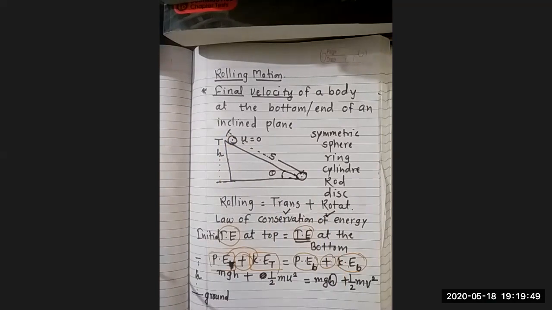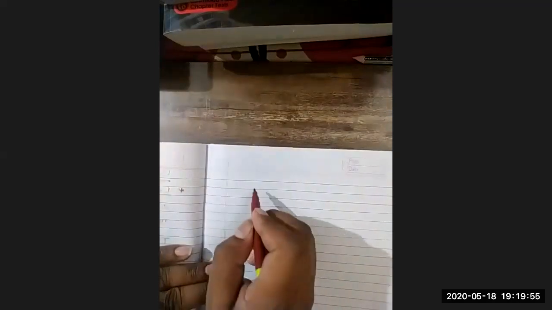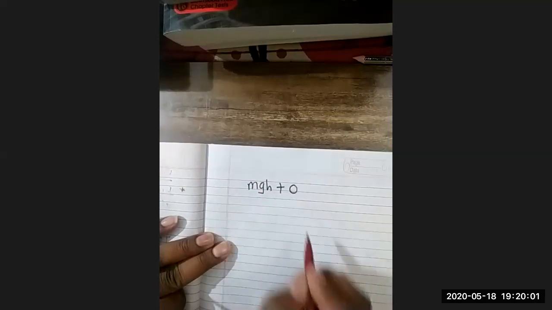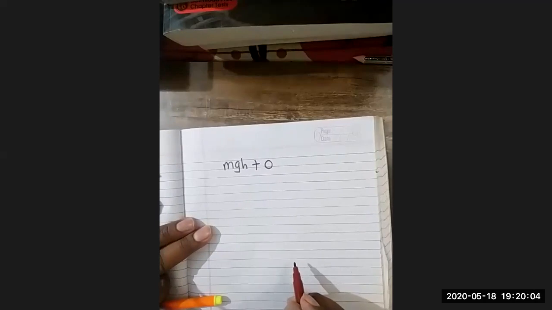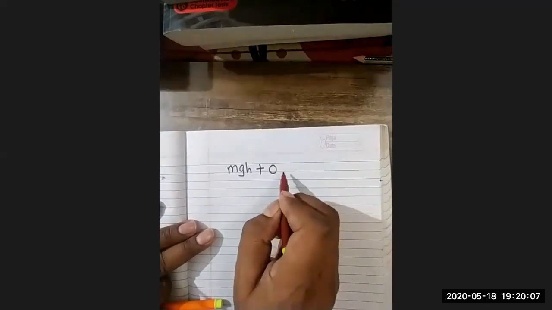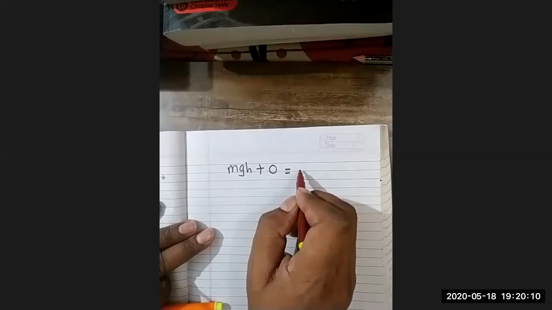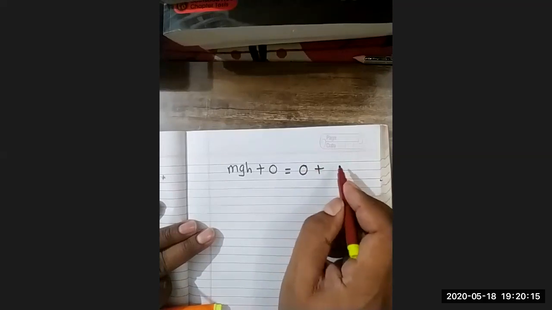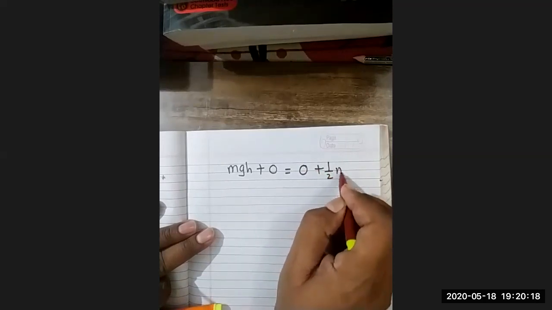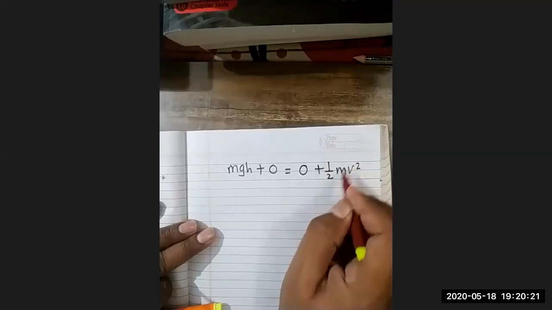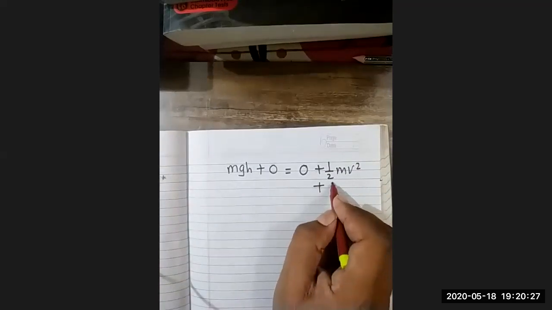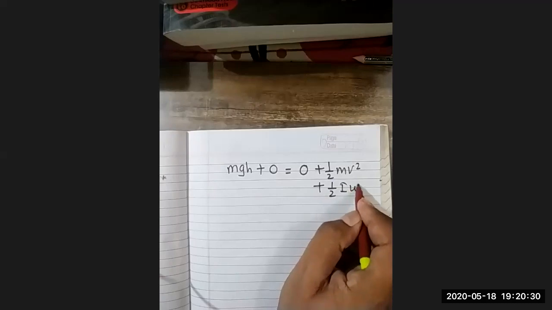Okay, I'll write down that equation again. So potential energy at the top is equal to m g h. Kinetic energy there will be equal to 0, because the velocity at the top is 0. That is equal to the potential energy at the bottom, which is 0, plus the kinetic energy at the bottom. But for the kinetic energy, we need to take not only 1/2 mv², because the object is not only translating but also rotating. So we need to consider rotational kinetic energy also, 1/2 I omega squared.